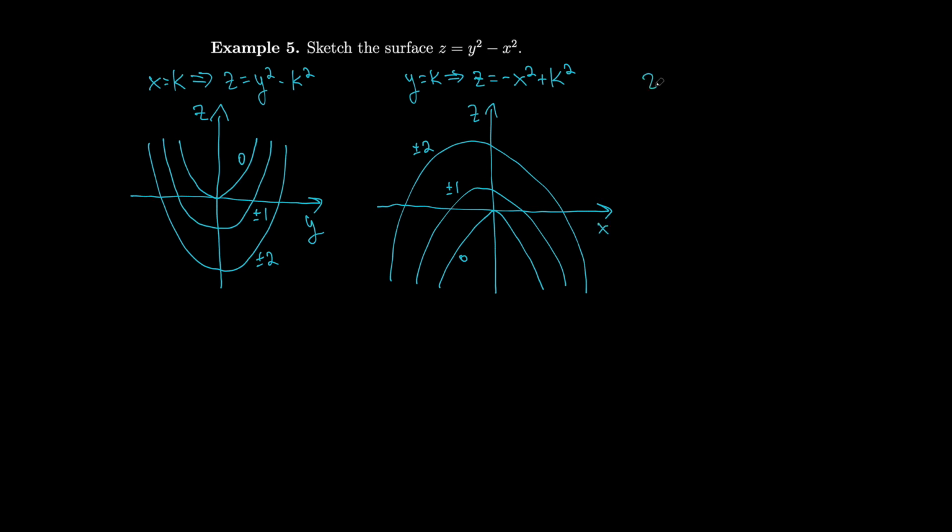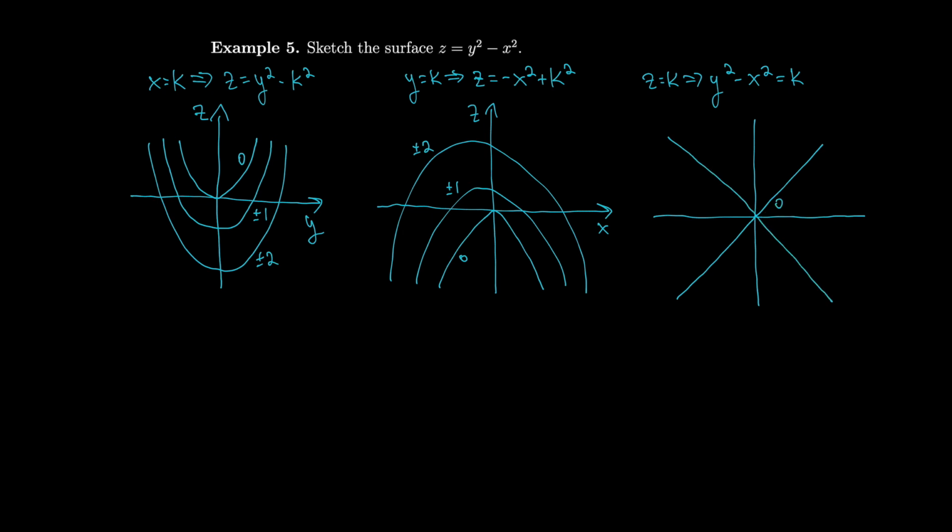Okay, what if z is constant? Well, then we end up with y squared minus x squared is k. Those aren't ellipses because of the minus. They're not parabolas because both the variables are squared. So those are hyperbolas. Notice that if k is 0, then we just end up with y equals plus or minus x, so those are just these lines.